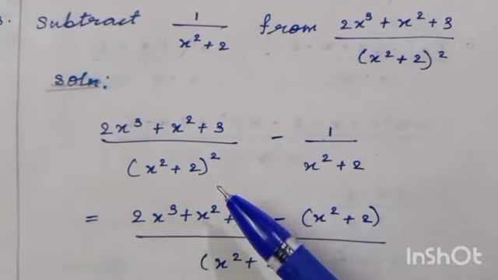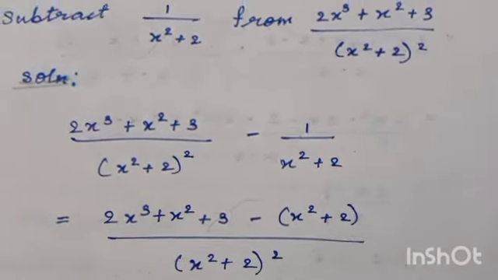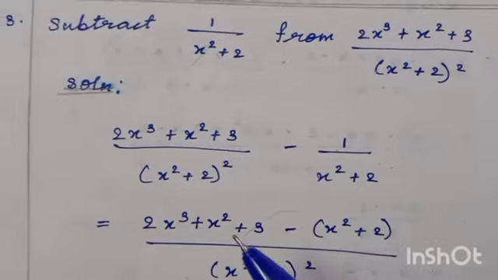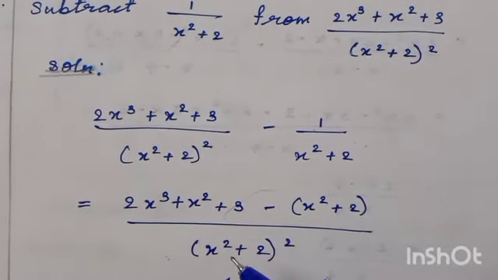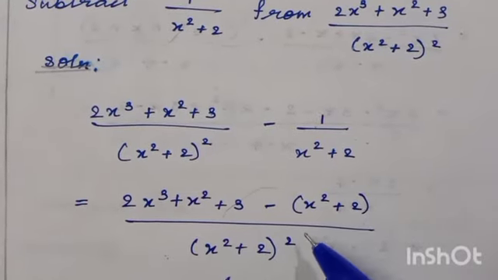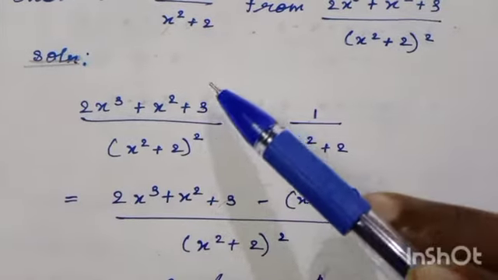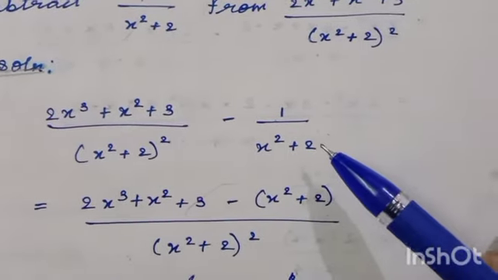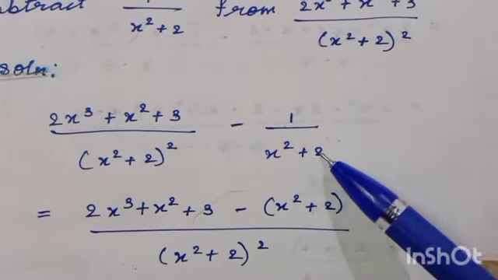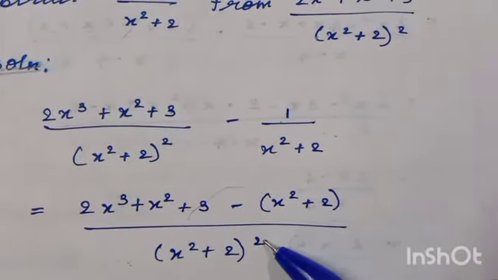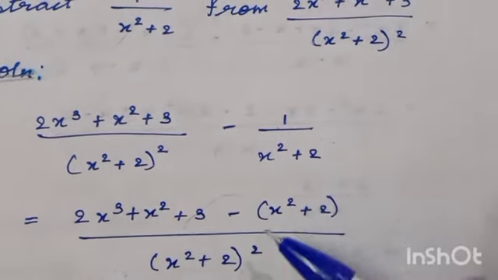Then you have to take the LCM. For the LCM, you have to compare the denominators. Here x square plus 2 whole square, here x square plus 2. So commonly we consider the common denominator as (x square plus 2) whole square. Comparing these two, we have the same, so just write the numerator. Now compare the second denominator and this new denominator. Here x square plus 2, here (x square plus 2) whole square. So one more x square plus 2 is needed. So this 1 into x square plus 2.